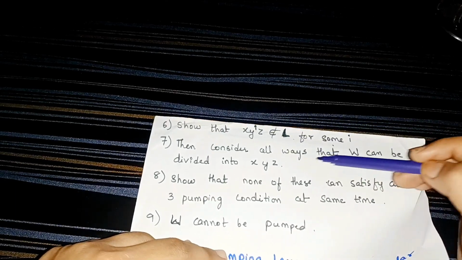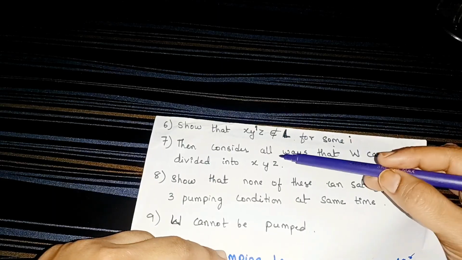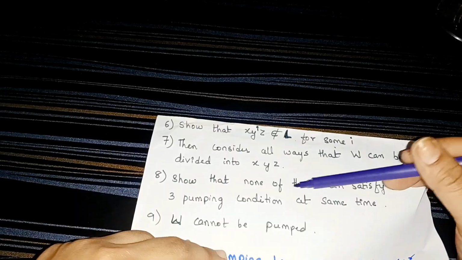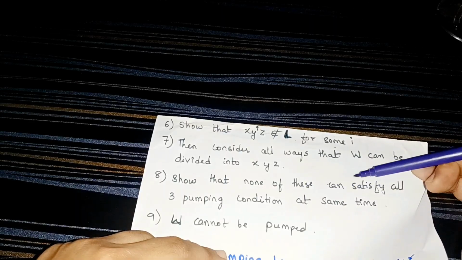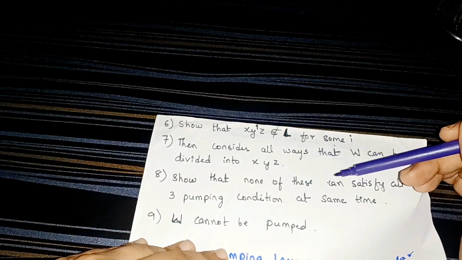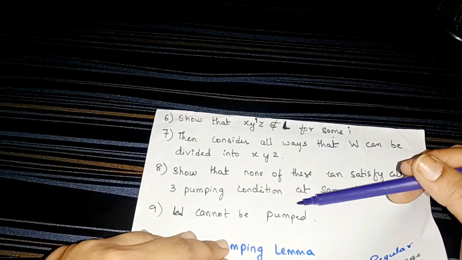Then consider all ways that W can be divided into X, Y, Z. Show that none of these can satisfy all three pumping conditions at the same time. When we prove that all three cannot be satisfied at the same time, we can say W cannot be pumped.